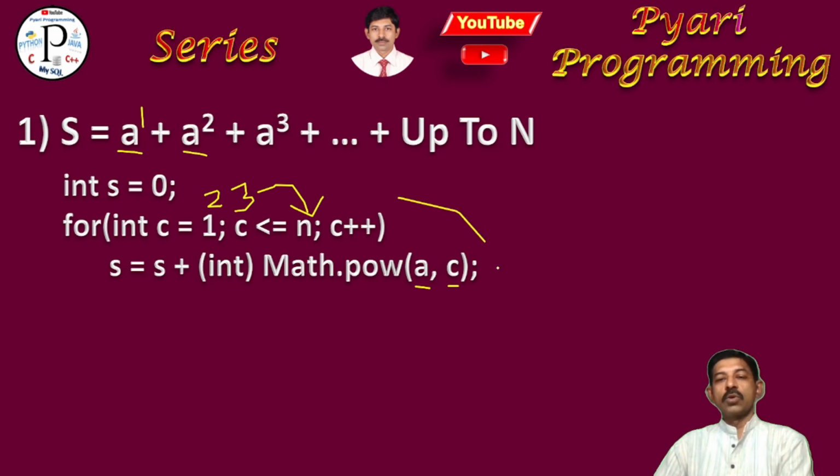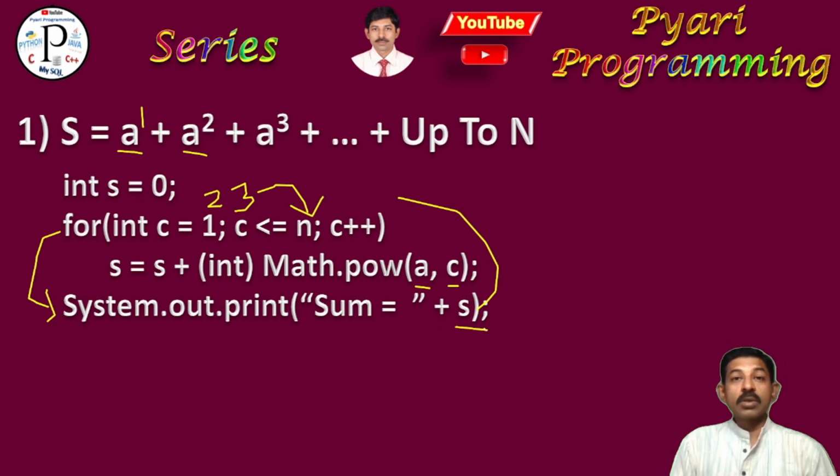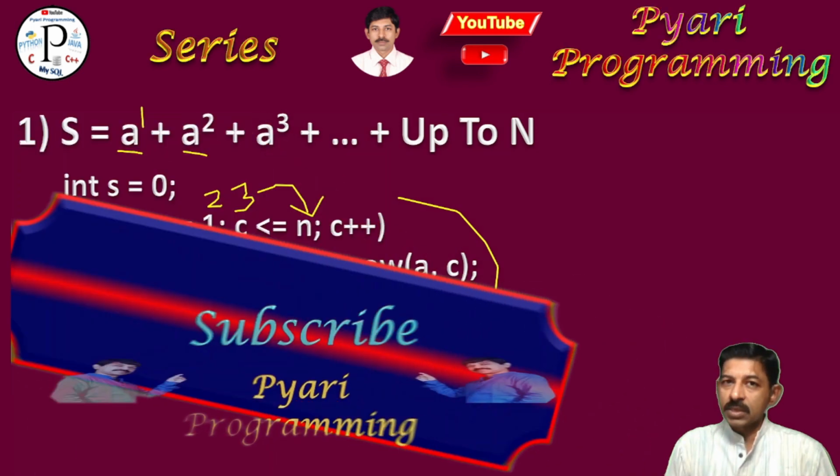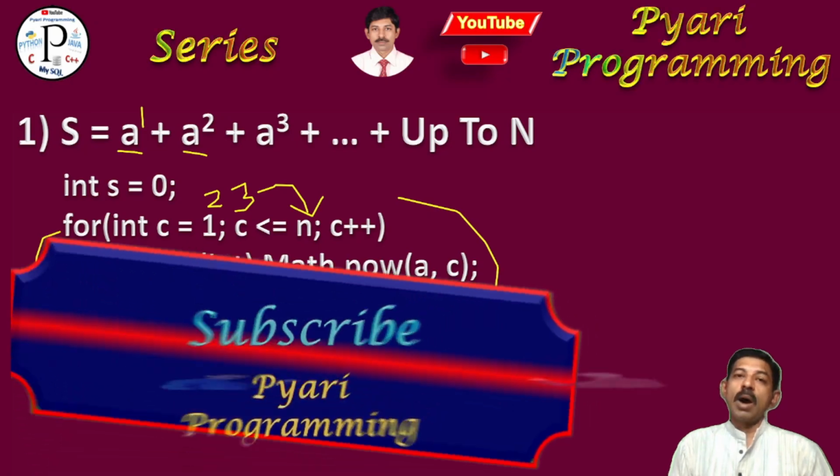After coming out of this loop, I will get the sum. So that's why, coming out of this loop, I will display the sum. Don't write the display statement inside the loop, because every time I don't want to display the sum. I want to display only once. So that's why display the sum outside the loop.